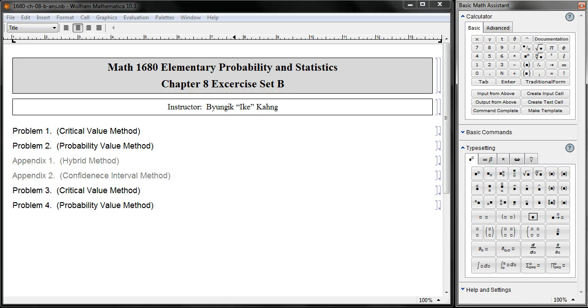Welcome back, students. Now let's do the same problem again, this time using what I call the hybrid method, kind of combining the critical value method and the probability method together. And this one also goes a little bit deeper in theory. The advantage of it is, of course, it explains why this method applies in a little bit more explicit way, but the trade-off is it's a little bit harder to follow.